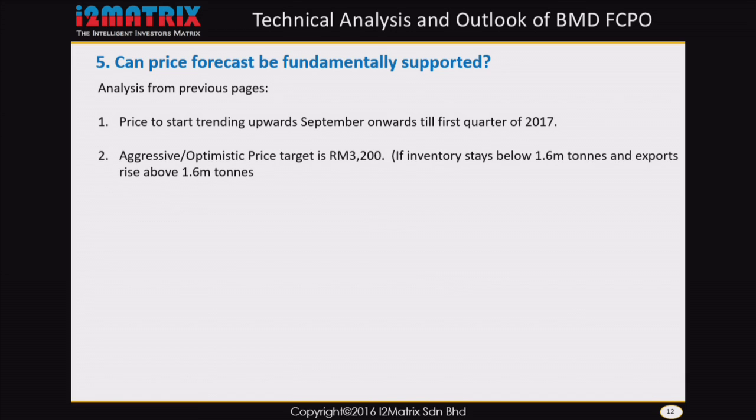All right, so like I said, I'm going to be bullish for the next 6 months. The more aggressive or optimistic target for palm oil prices will be 3,200 ringgit if the inventory level can stay below 1.6 million tons and exports continue to rise above 1.6 million tons. Then we can have an aggressive target. If there is not much increase in inventory, then of course price will be able to move towards 3,000 ringgit by the end of the first quarter next year. So the conservative target, which is more likely, is 3,000 ringgit by first quarter, if the price can stay above 2,005.